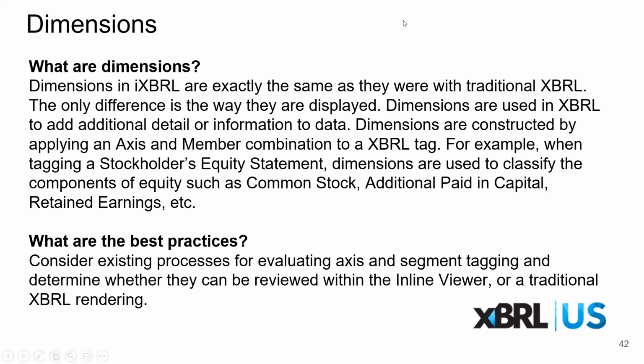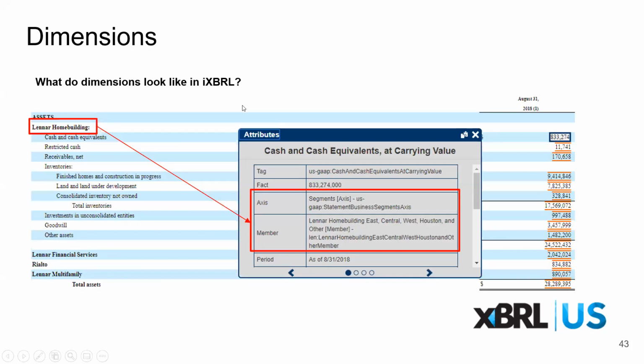Let's take a look at how that looks in the viewer. If you go to the next slide, please. So here's an example of a tagged balance sheet value. If you click on the value, you can see the full fact value as well as what axis and members are attached to that. So this tells us that our number 833,000 is tagged with the statement business segment axis, and it has a member for Lennar Home Building East.